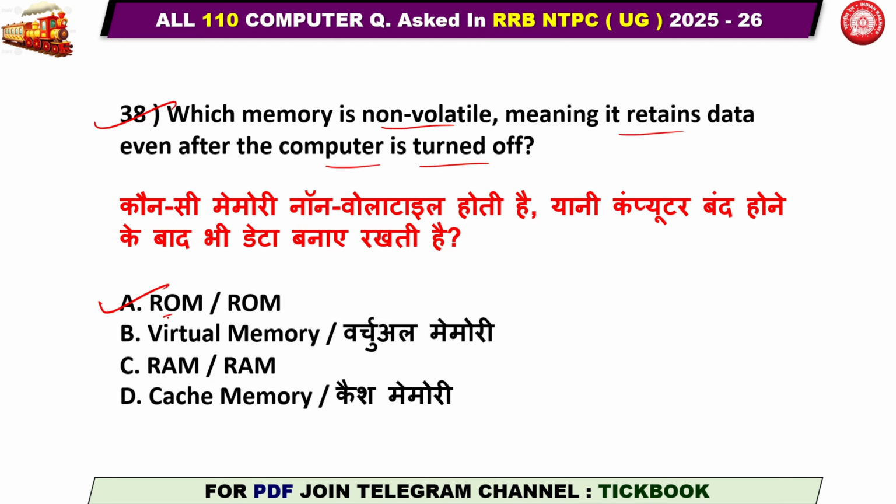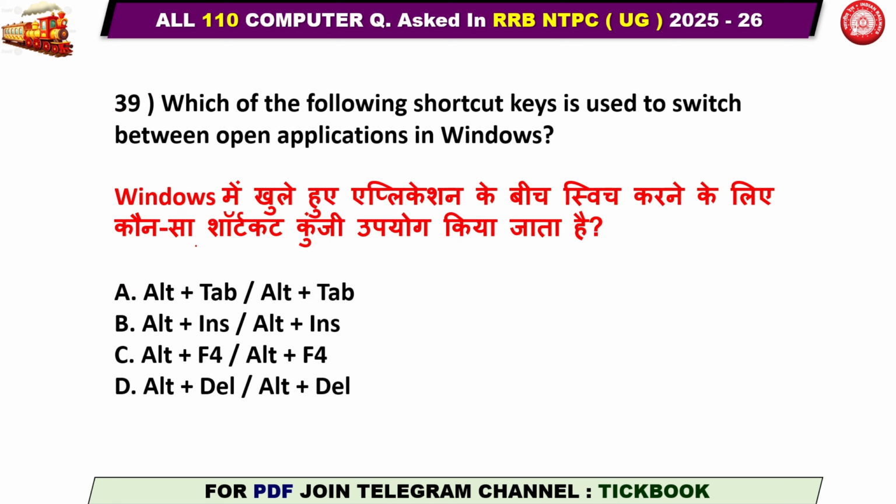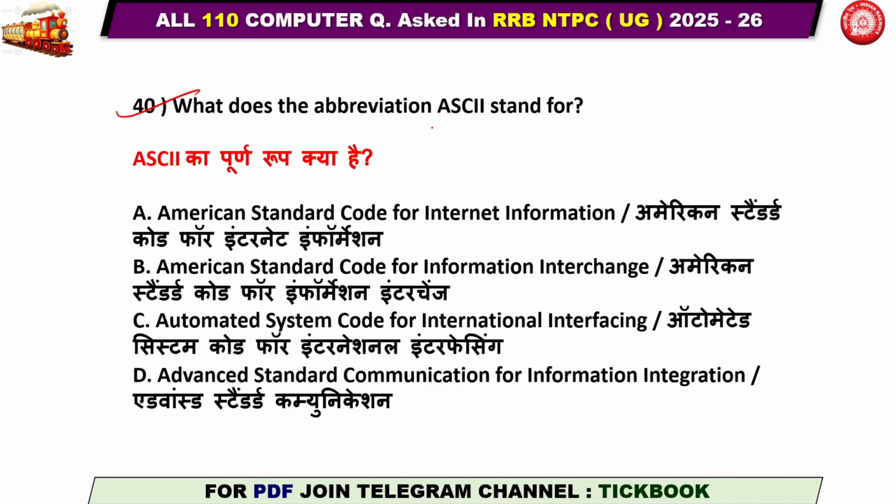Option number A, ROM. 39. Which of the following shortcut keys is used to switch between open applications in Windows? Option number A, Alt plus Tab. 40. What does the abbreviation of ASCII stand for? Option number B, American Standard Code for Information Interchange.